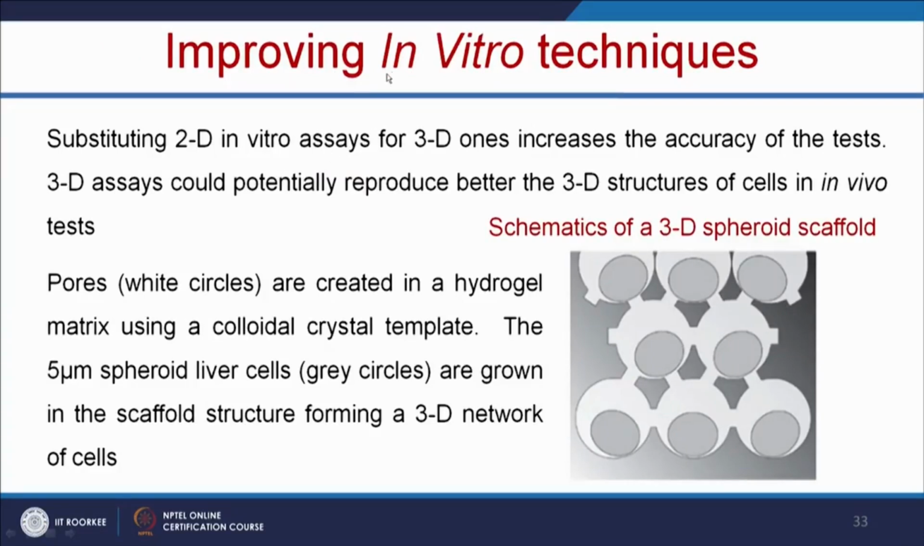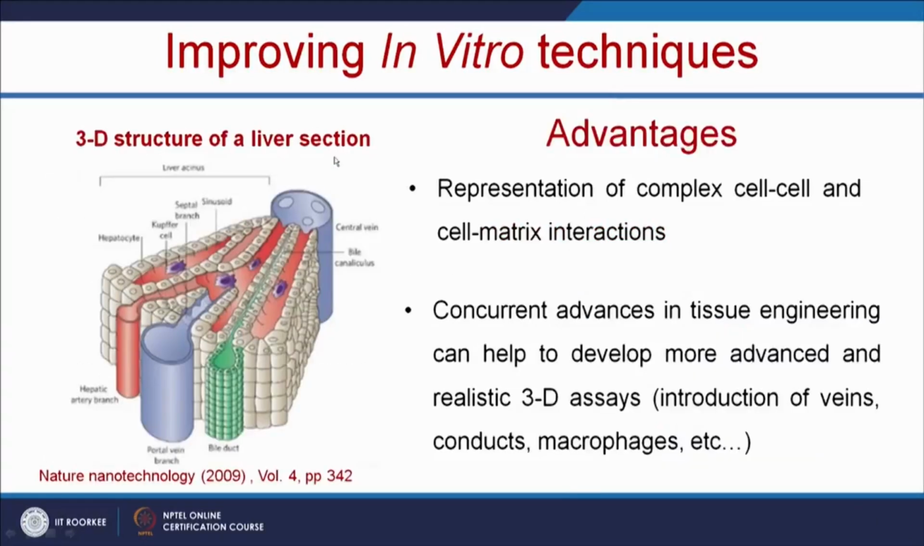And we can also improve the in vitro techniques by substituting the 2D with a 3-dimensional scaffold. Okay. So here these pores are the white circles. Okay. So these are created in a hydrogel matrix, and the liver cells are the gray colored circles. Okay. So the liver can be useful to study the toxicity of nanomaterials in a 3-dimensional scaffold. So here the advantages are that it will represent the complex cell and cell matrix interaction, and also with the help of tissue engineering we can develop this artificial liver, and we can easily understand the toxicity of nanomaterials.